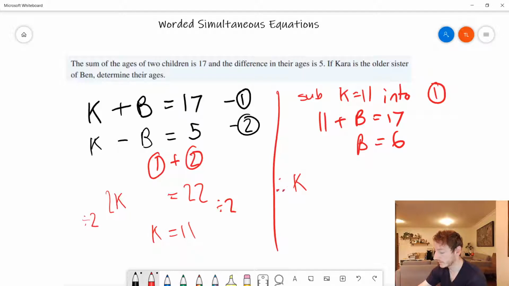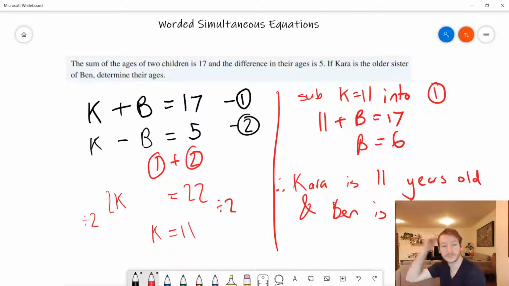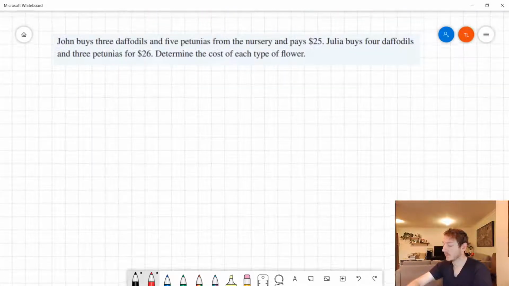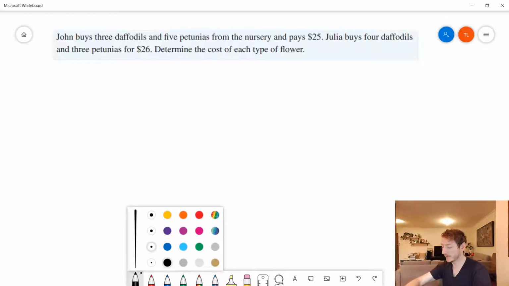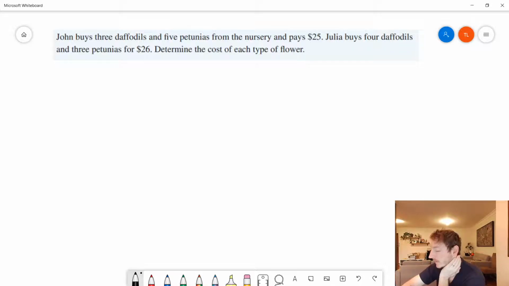Now, this was a worded problem, so we've got to give a worded answer. Therefore, Cara is 11 years old, and Ben is 6. And there we go. Solved. Next question. John buys 3 daffodils and 5 petunias from the nursery and pays $25. Julia buys 4 daffodils and 3 petunias for $26. Determine the cost of each type of flower.